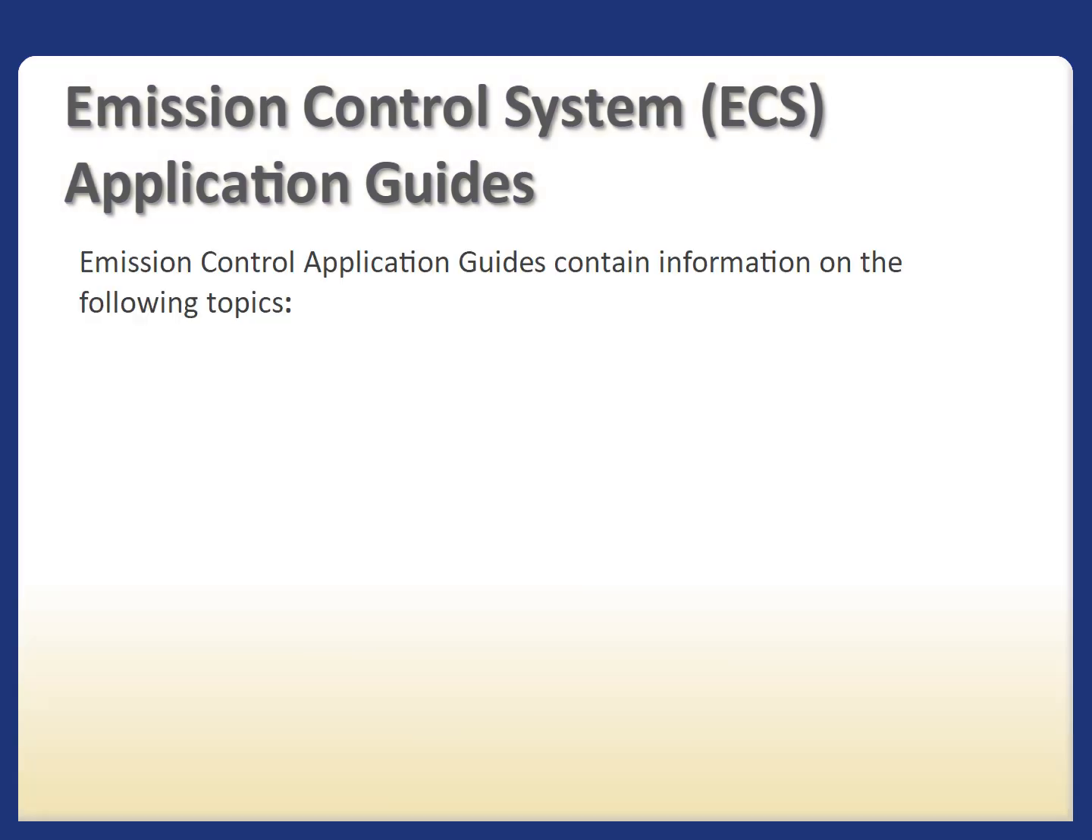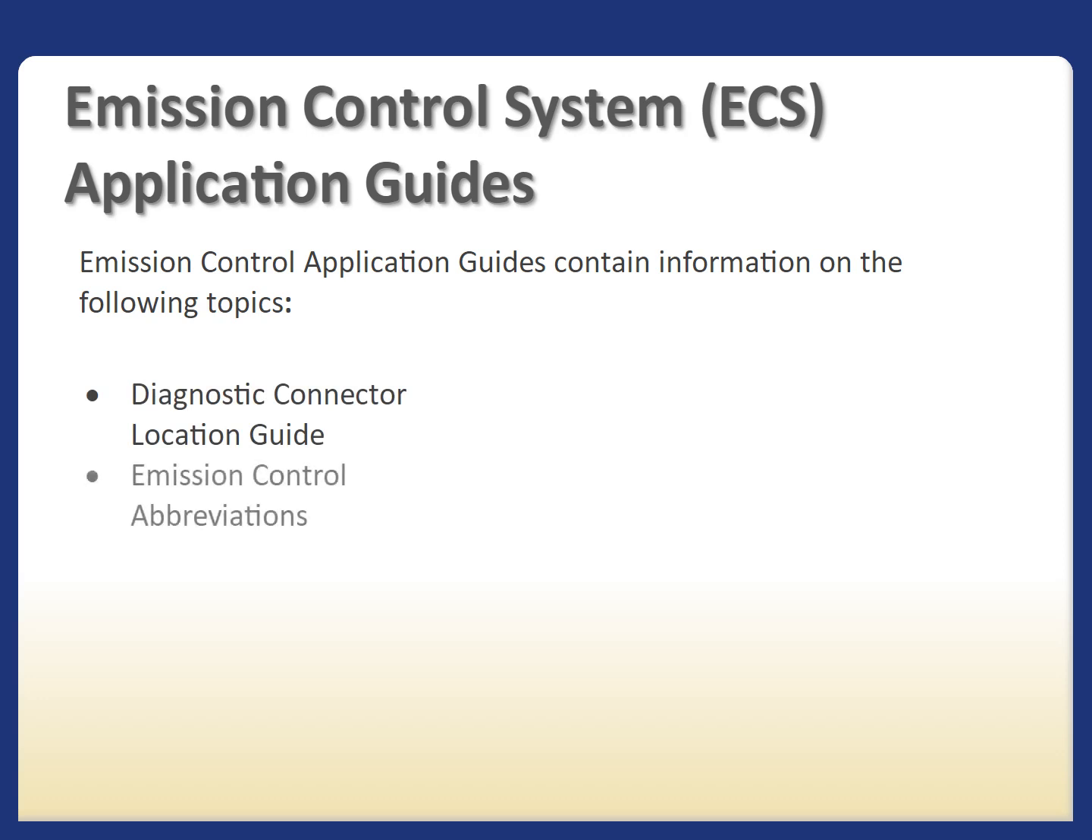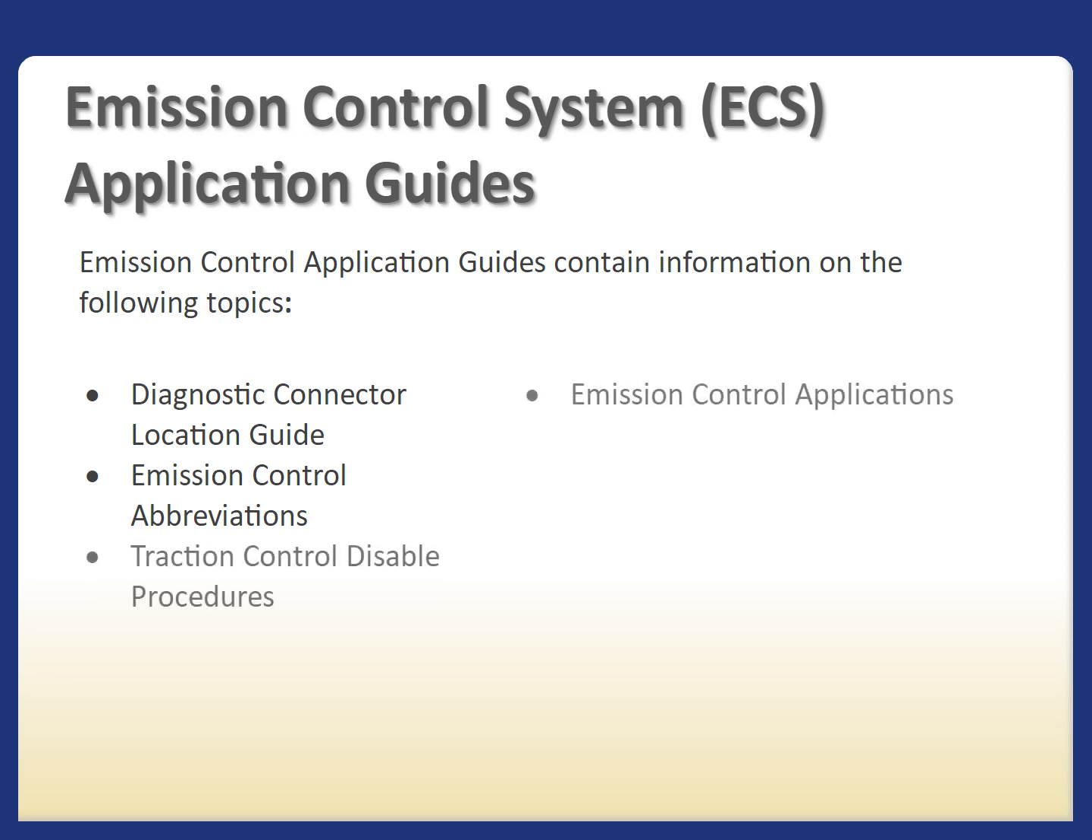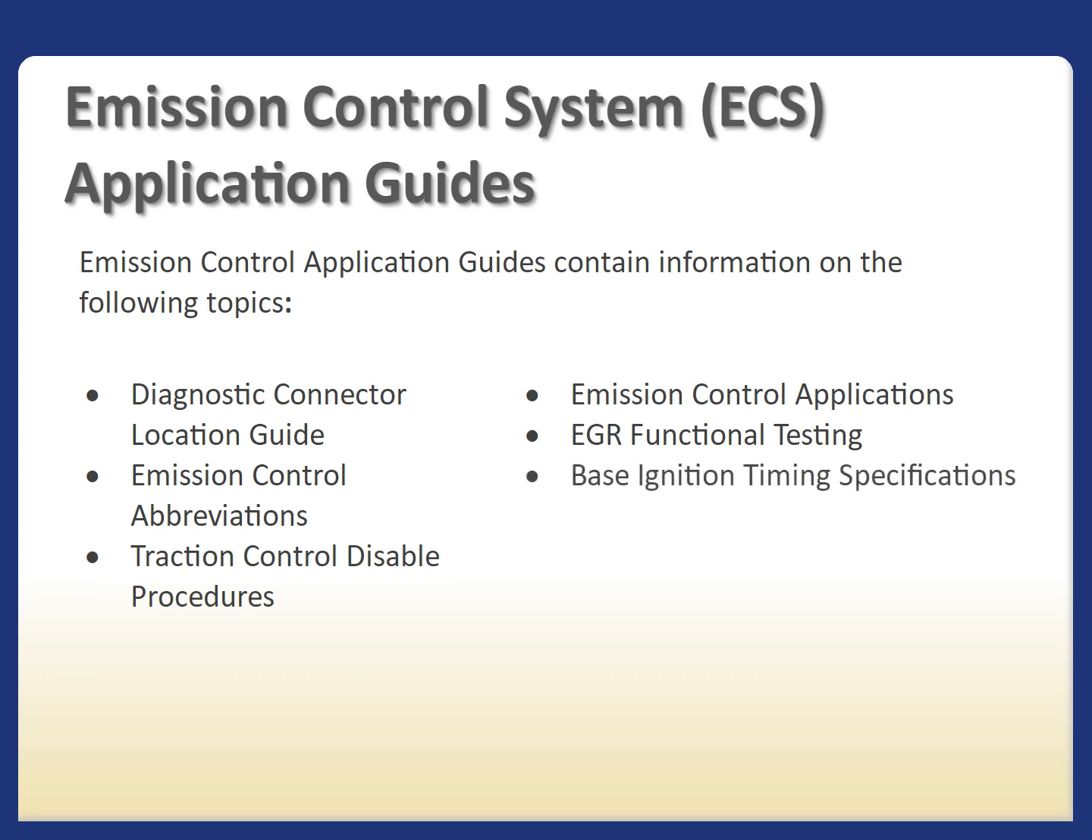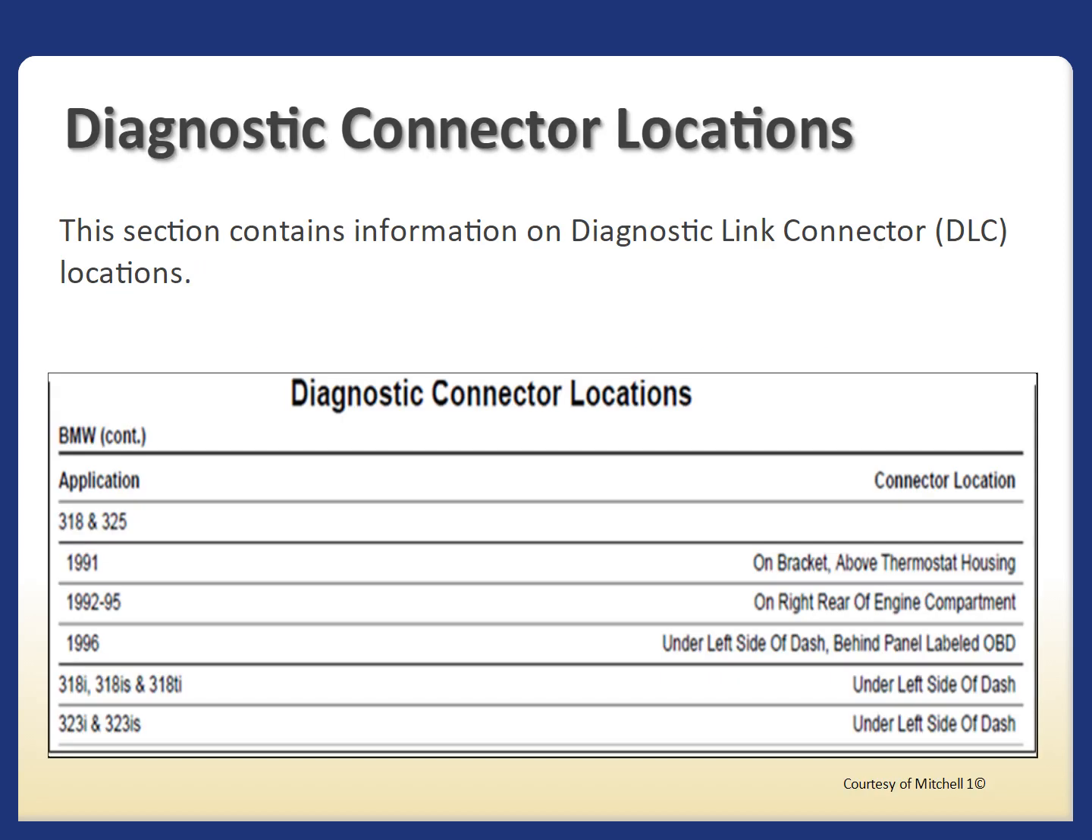ECS application guides are divided into the following categories: Diagnostic Connector Location Guide, Emission Control Abbreviations, Traction Control Disable Procedures, Emission Control Applications, EGR Function Testing, Base Ignition Timing Specifications, and OBD2 Drive Cycles. Unfortunately, vehicle manufacturers do not always put the diagnostic link connector in the same location.